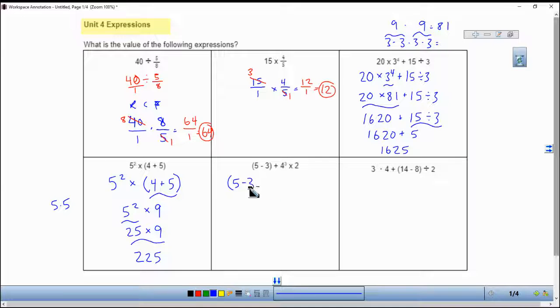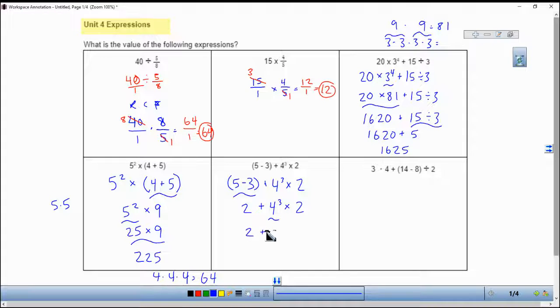5 minus 3 plus 4 cubed times 2. Parentheses? Yep. We have a parentheses here. We're going to do that first. 5 minus 3 is 2 plus 4 cubed times 2. Parentheses? Nope. Powers and roots? Yes. 4 cubed, which is 4 times 4 times 4. 4 times 4 is 16, times 4 is 64.